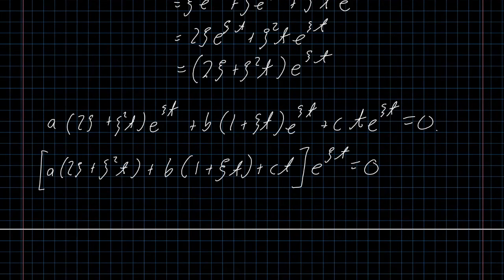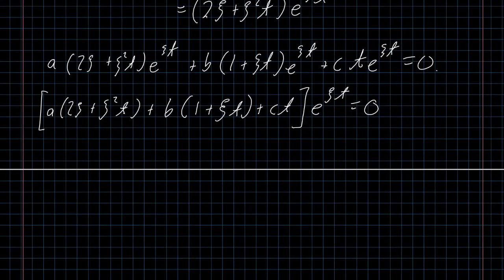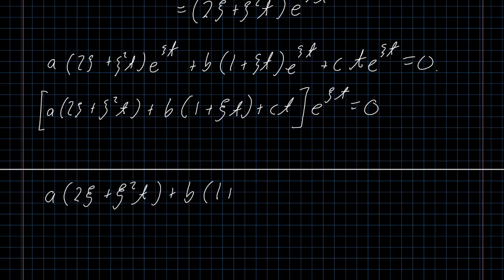And using the zero product rule, one of these two factors has to be 0, and exponential functions can never be 0. So we are left with a times 2c plus c squared t plus b times 1 plus ct plus ct equals 0.